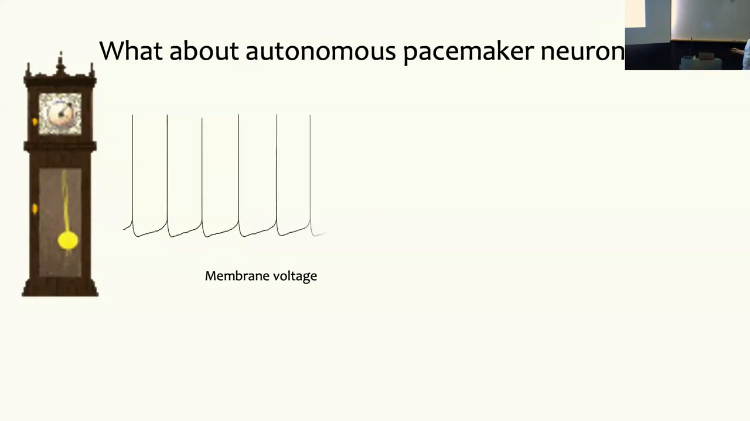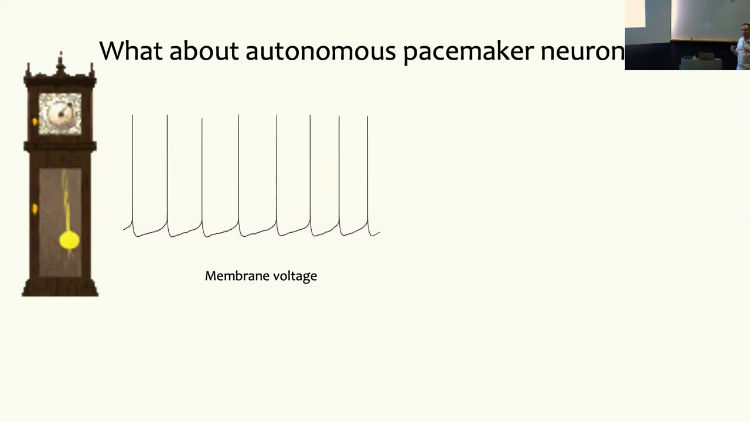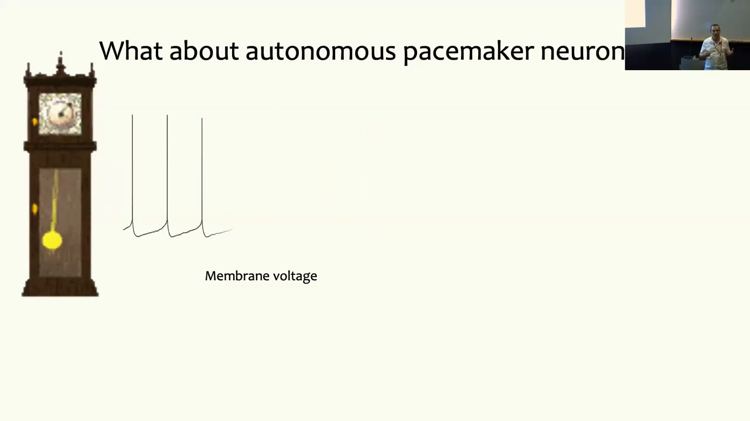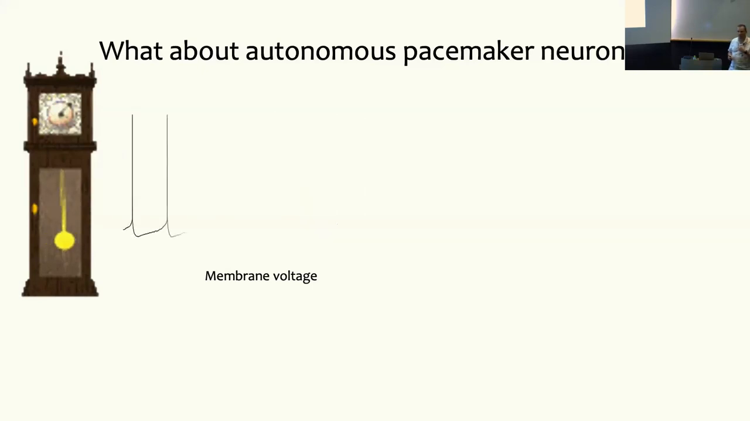tongue-in-cheek a little bit, but there are also neurons in the brain, and actually many of them, that are autonomous pacemaker neurons. Pacemaker is a term borrowed from cardiac physiology, where we have a special subclass of myocardial cells that can actually generate their own electrical potentials.